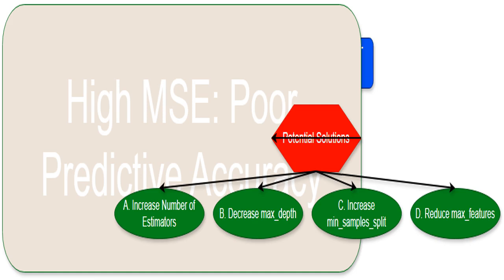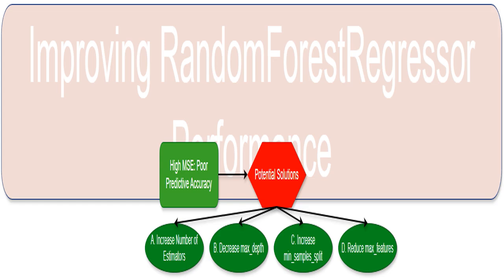I see a high mean squared error, MSE. That means my random forest regressor model is making pretty big prediction errors when trying to guess house prices. The model isn't very accurate. Let's fix it. I need to find ways to improve my model's accuracy. I can adjust some settings, hyperparameters, to try and get better predictions. Let's examine the possible solutions.